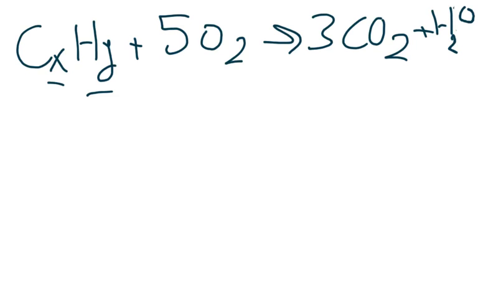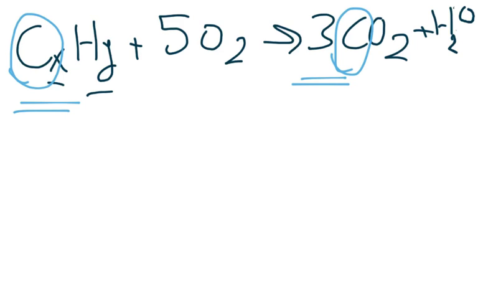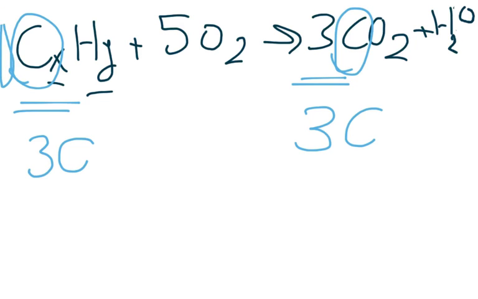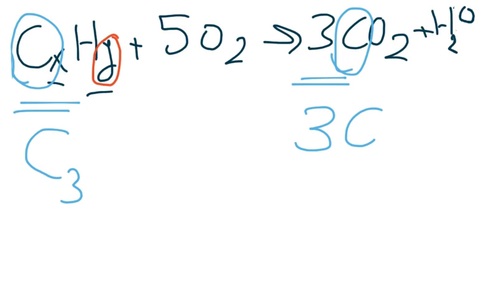Okay, so first we have to look at the carbon. Where does carbon exist? Carbon exists here, and carbon also exists here. So the amount of carbon here should equal the amount of carbon here. So in this case, you should have 3 carbons on this side and 3 carbons on this side. So for sure, it should be C3, right? Okay, now we need to find out the hydrogens.